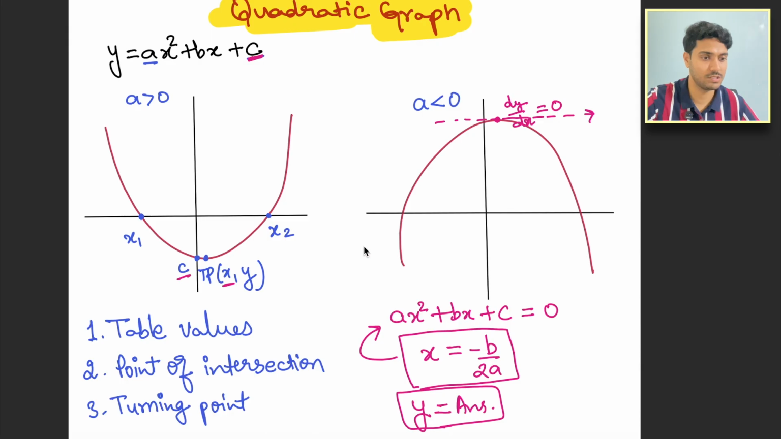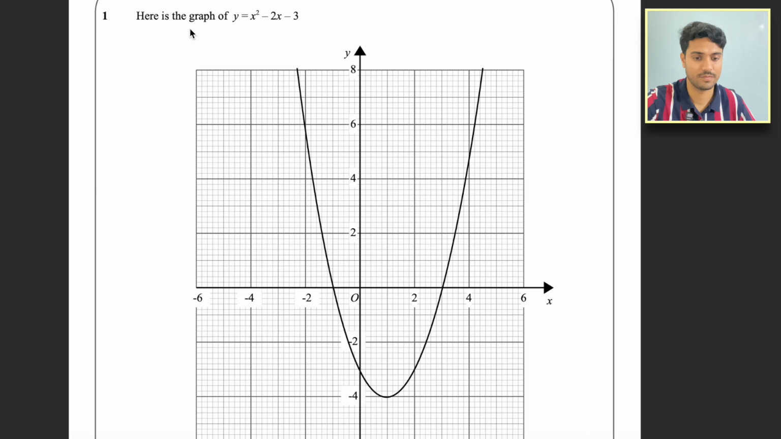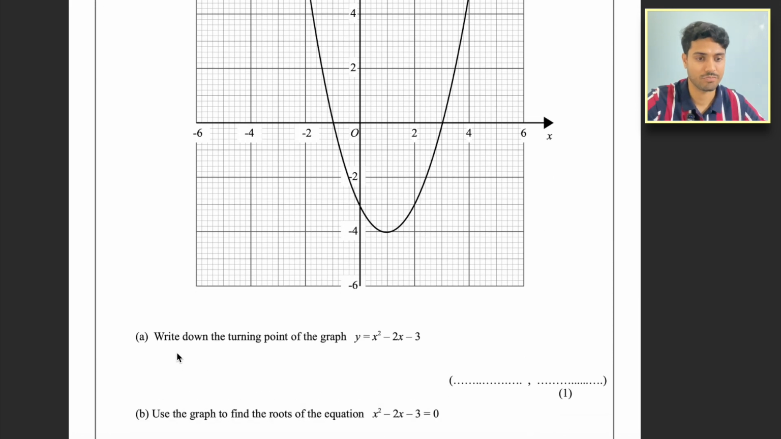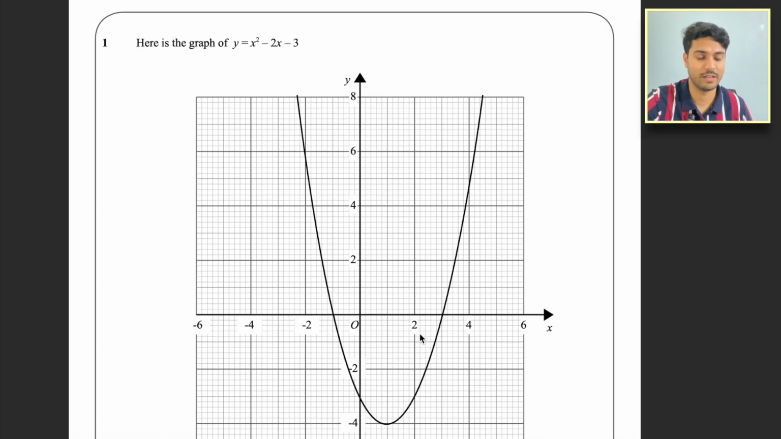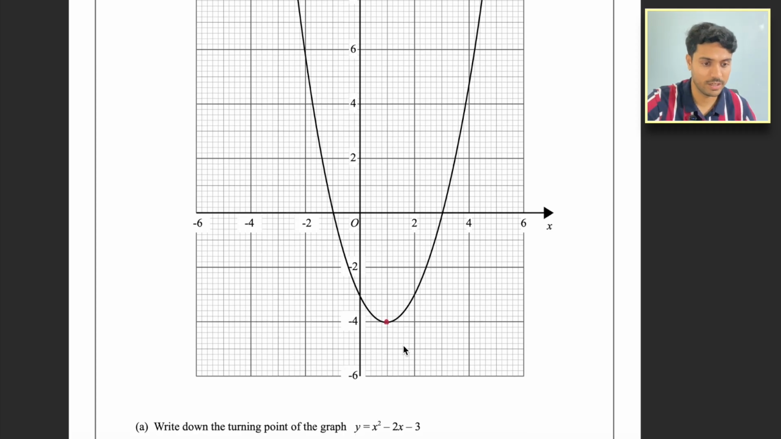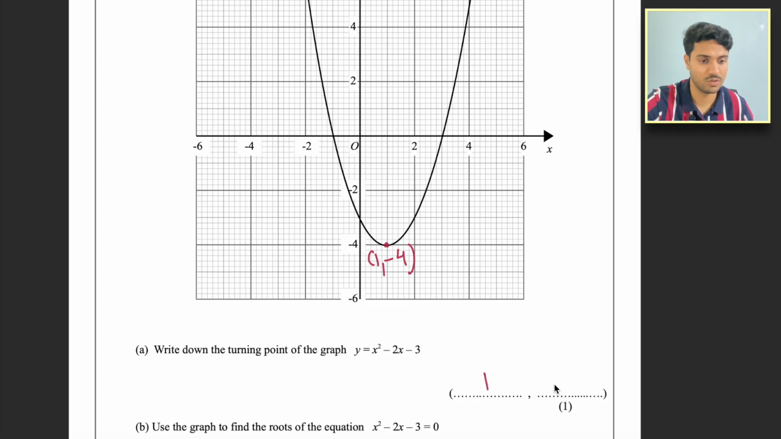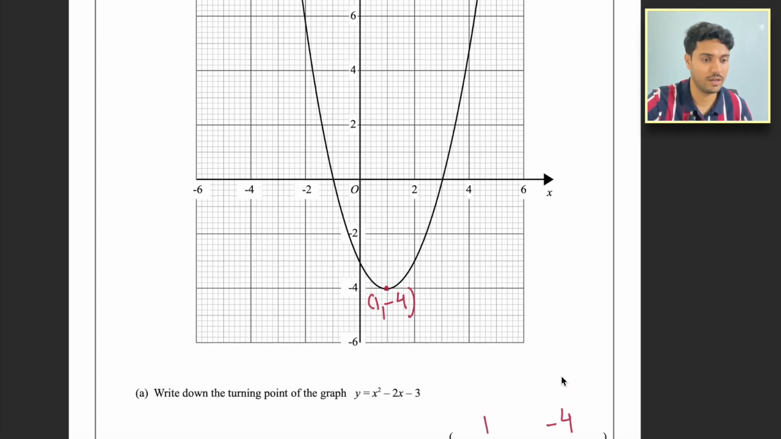We'll solve a few questions based on quadratic graphs. So let's move ahead. The first one says: here is the graph of y equals x squared minus 2x minus 3. They're telling us to write down the turning point of the graph. Because the graph is already sketched, we can clearly see the coordinates here. This coordinate is 1 comma minus 4. So we can write 1 and minus 4.